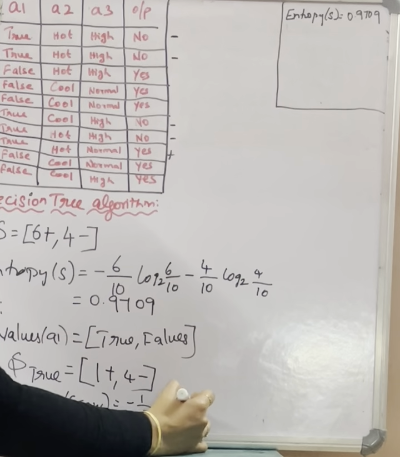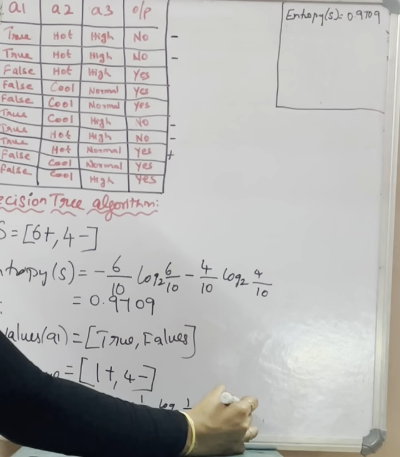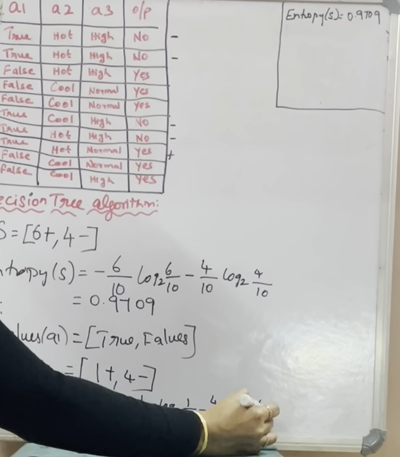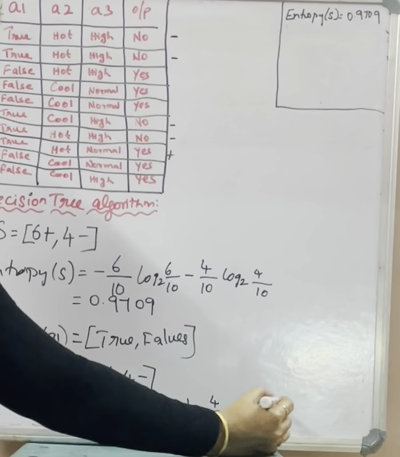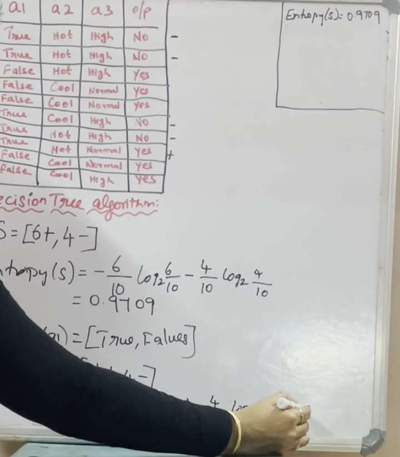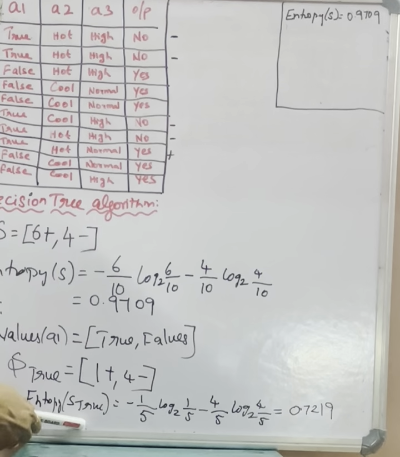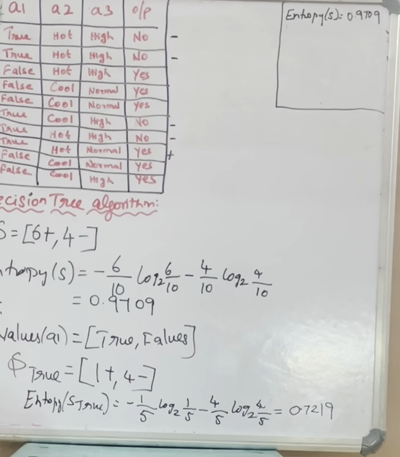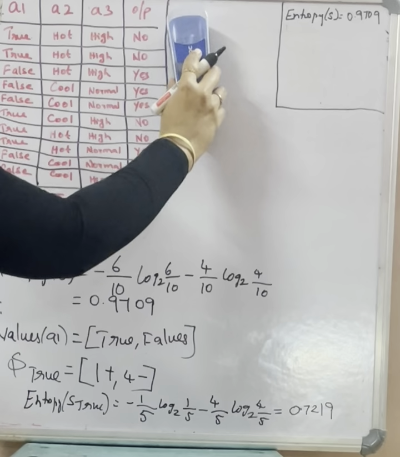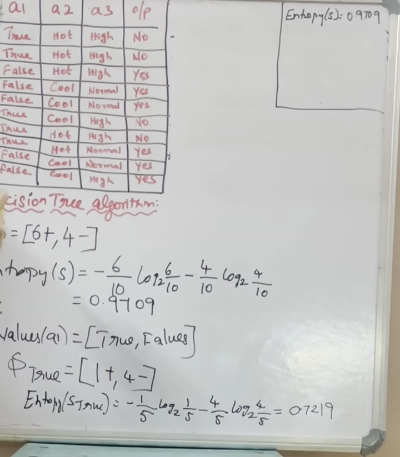So log base 2 of 1 by 5, and minus, this is 4 out of 5 contributing negative, so log base 2 of 4 by 5. When you calculate this, we have the final result as 0.7219. So the entropy of S2 is nothing but 0.7219.